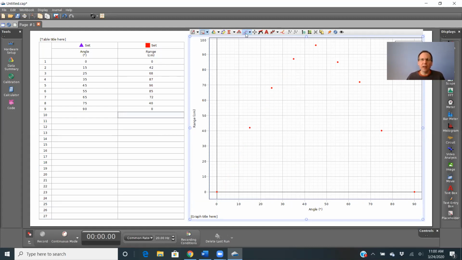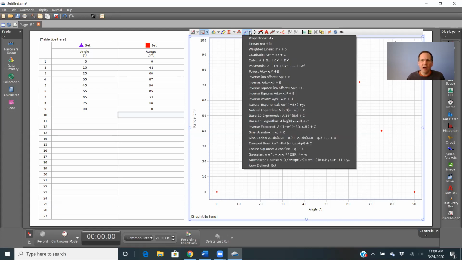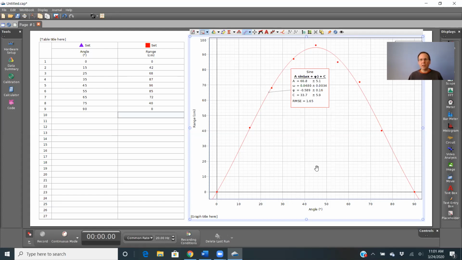So if you go to the fit, go to the triangle part, you want to go down to where it says sine, and then it gives like a general form, sine of omega x plus phi plus c. So that's the one you want to choose. Hopefully it does a decent fit. Actually, that's pretty good. So there's our sine fit.